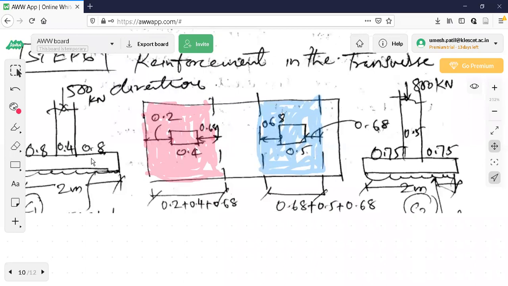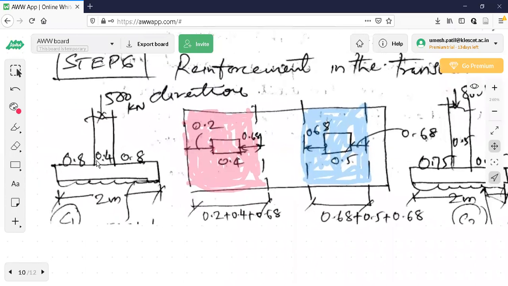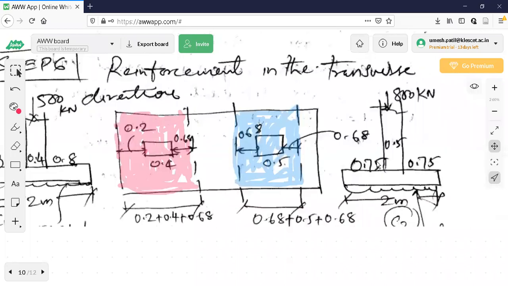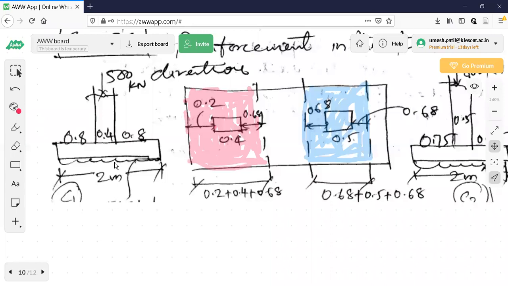But if you look at this column here, this column dimension is less, 0.4. So 2 minus 0.4 by 2 is 0.8 meter. This side 0.8 meter, this side total is 2 meters. Total is again 2. Here also total is 2 meters only. So like this, the cantilevering span here it is 0.8. Here the cantilever span is 0.75. The reason is the column size is smaller here.